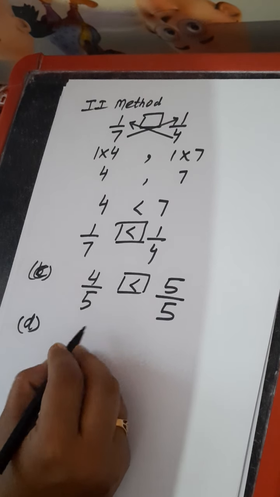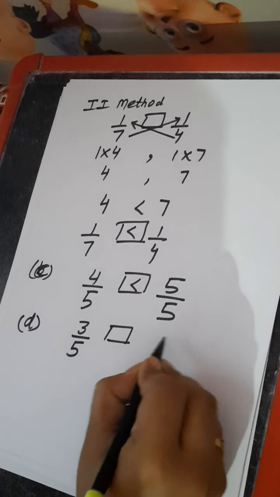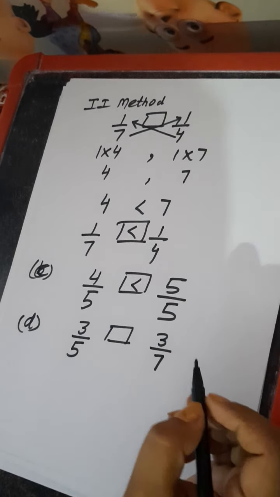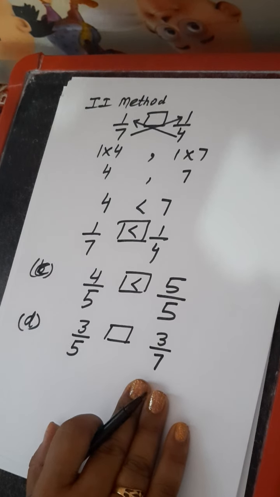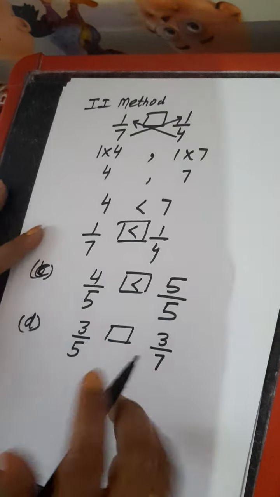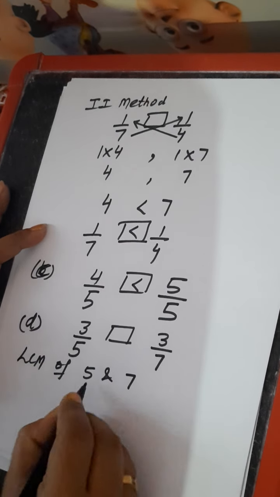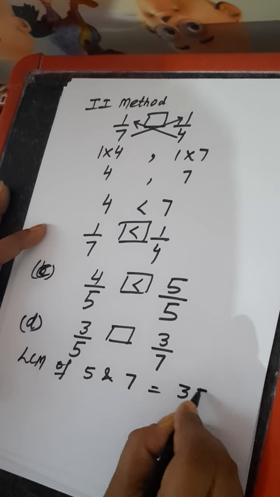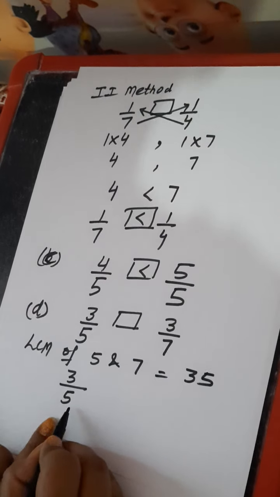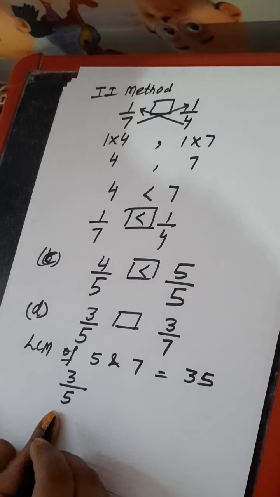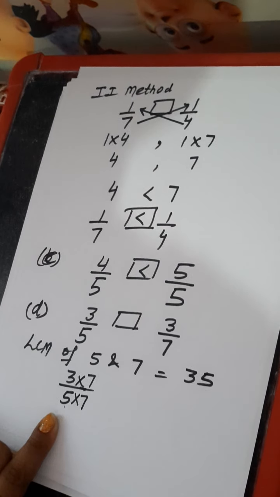In D part we have 3 upon 5, then 3 upon 7. Now here we have 5 and 7 in the denominators. For this you have to take the LCM of 5 and 7. The LCM of 5 and 7 is 35. So 3 upon 5: by which number do you multiply 5 so that you get 35? Then 7, because 5 7s are 35.